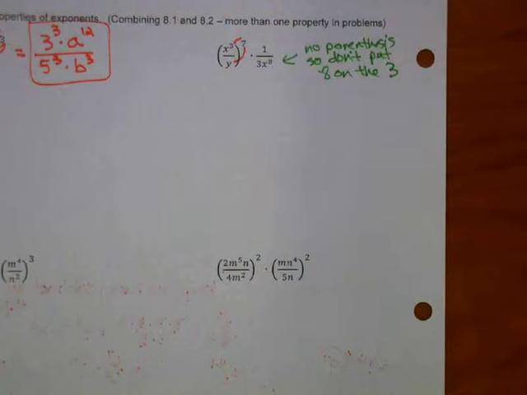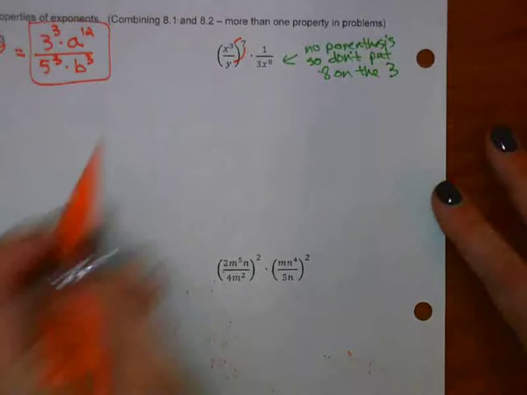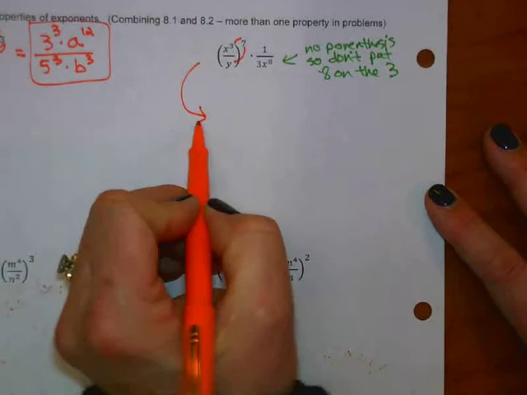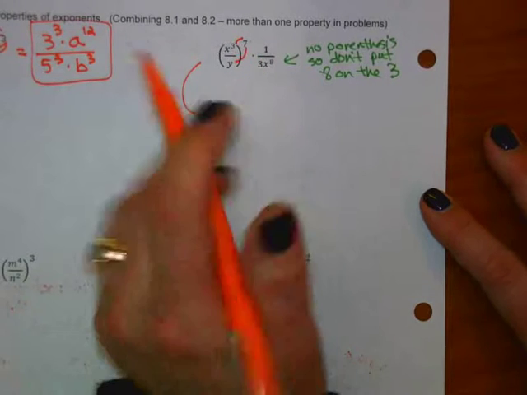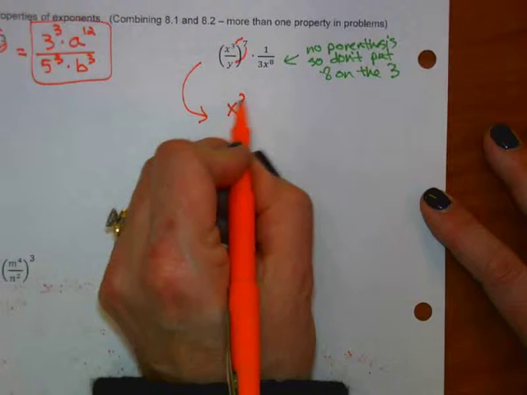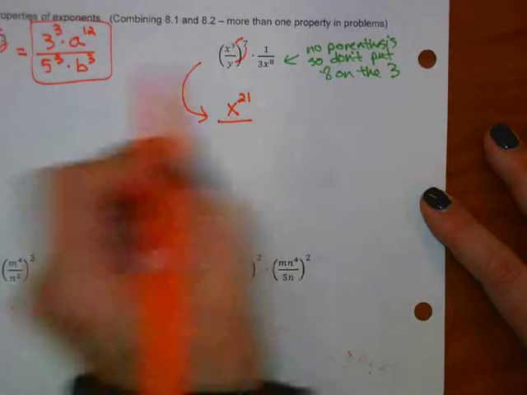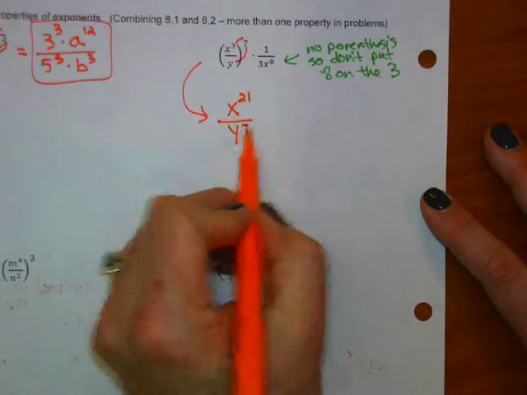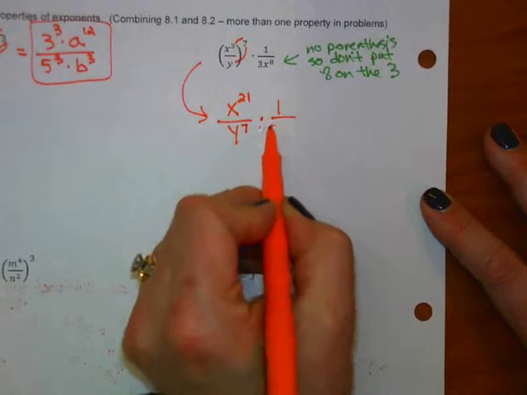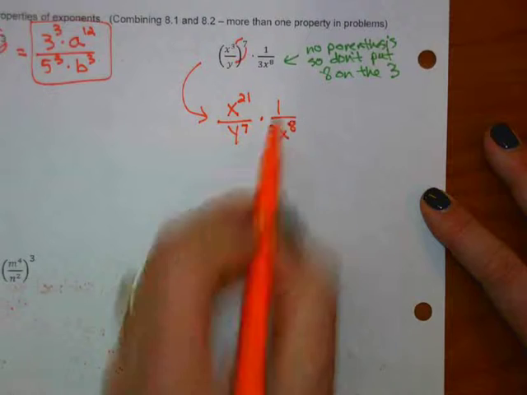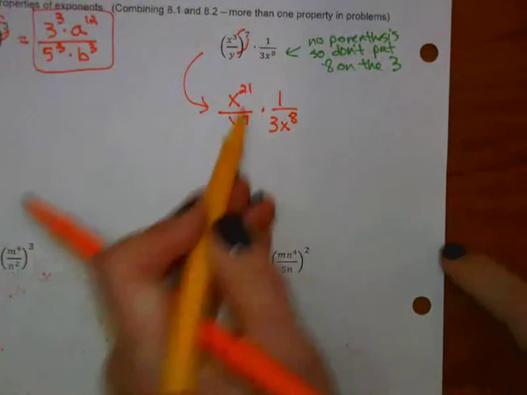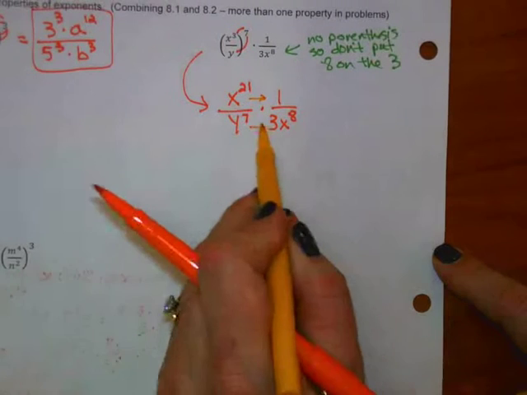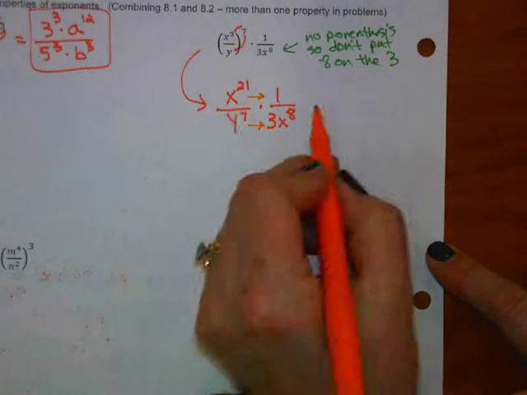So let's rewrite what we have now. I'm going to go down here. X to the 3rd to the 7th is actually x to the what? 21. You multiply those two together. And then y to the 7th. And I'm going to multiply it by this fraction. When you multiply fractions, you go straight across. So 1 times that stuff is just that stuff. So that's my numerator.